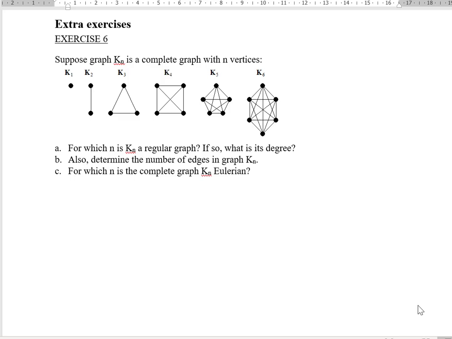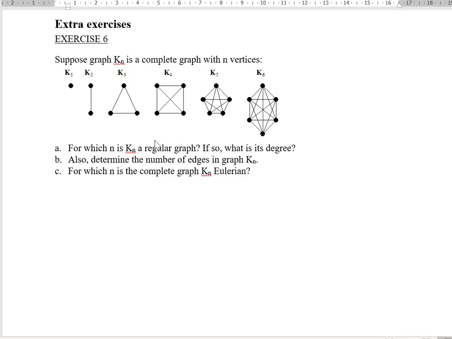Exercise 6. We are given a few graphs, K1, K2, etc. For every graph, the number of vertices for K1 is 1, K2 is 2, etc. And for all these vertices it applies that they are connected to every other vertex in that graph. So for instance K4 here, every vertex has 3 edges. It's connected to all 3 others. Okay, then the question is, for which n is Kn a regular graph?